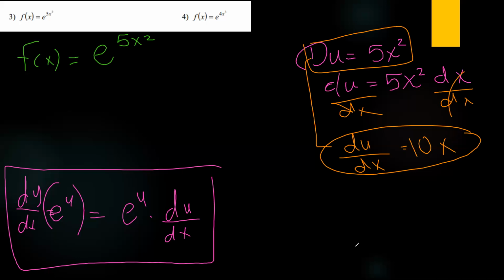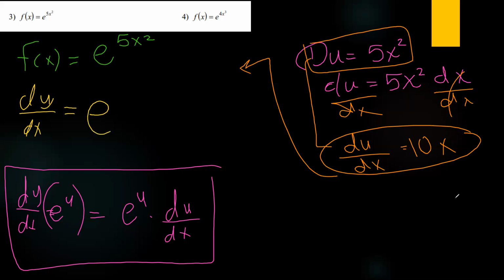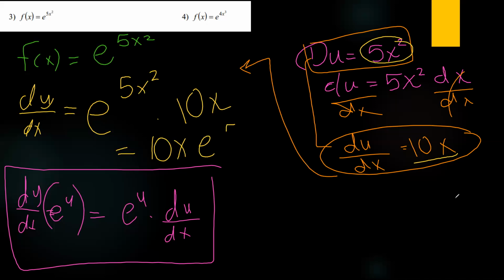After I have u and du over dx, I have to substitute. So let's come back here now. dy over dx will be e to the power u, which is e to the power 5x squared, times du over dx, which is 10x. So I have the derivation as 10x e to the power 5x squared. This is here for number 3. Do you have any question? No, teacher. Okay.